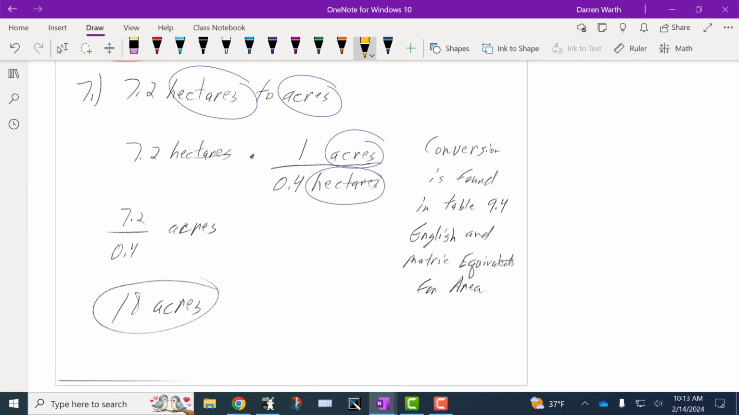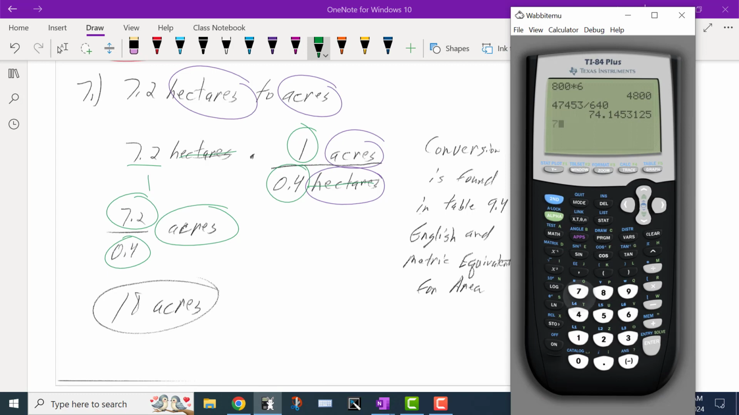So we got 1 acre, so 1 is next to the acre. We've got 0.4 hectares. Go ahead and multiply those together. The hectares are going to cancel, and 7.2 times 1 is going to be 7.2, and now 1 times 0.4 is 0.4, and notice I'm just left with my acres. Just taking my calculator, I'm going to take 7.2 divided by 0.4, and that comes out to be 18 acres. So 7.2 hectares is equal to 18 acres.